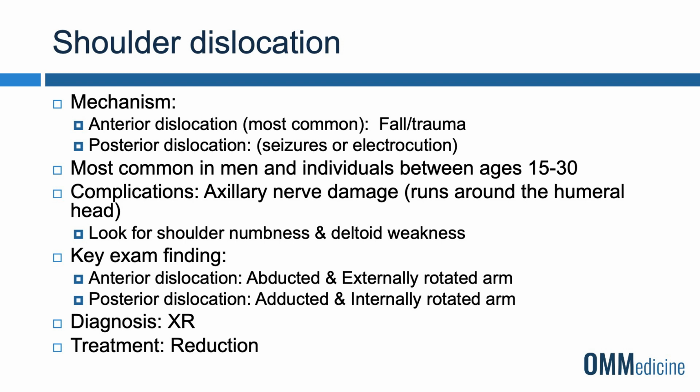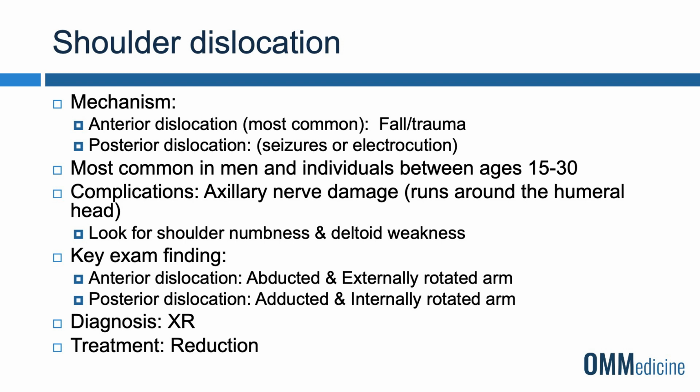Now, one of the major complications we look for in a patient who has a shoulder dislocation is axillary nerve damage. Remember that the axillary nerve is going to come off the brachial plexus and then run around the head of the humerus. So when we have a shoulder dislocation, it's very easy for the axillary nerve to become damaged. And remember that the axillary nerve is going to innervate the deltoid muscle. So if a patient does have a shoulder dislocation and they develop shoulder numbness or shoulder tingling, for example, we would suspect that the axillary nerve may be damaged.